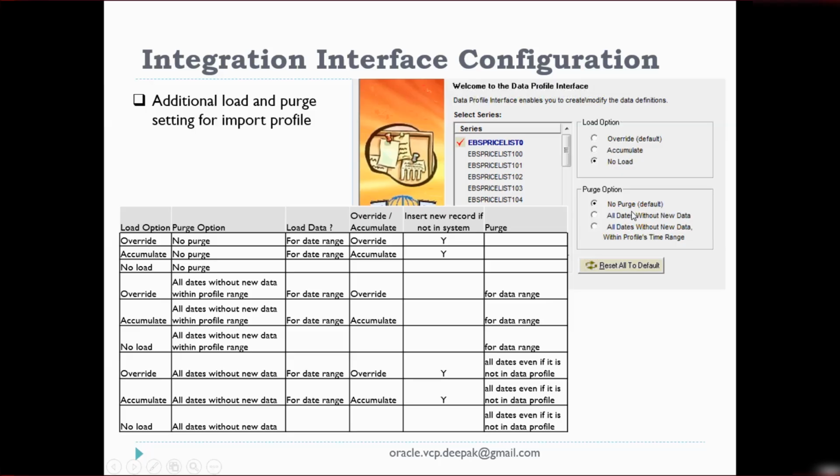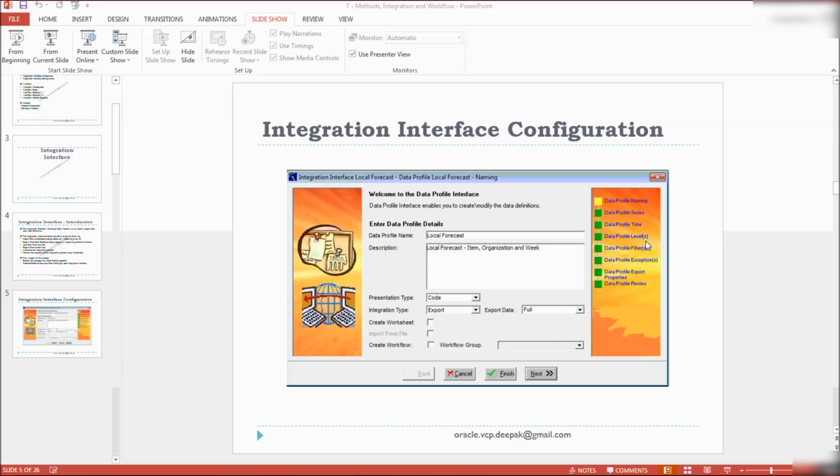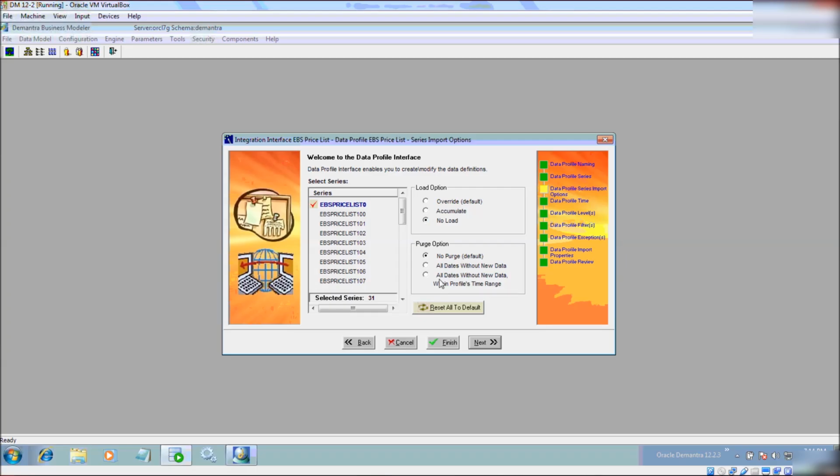Don't do purge, which means don't make a clean slate. Another one is to make a clean slate without new data, for all the dates. And another is to make a clean slate for only that specific date range which is provided to that integration interface. The date range is provided here.